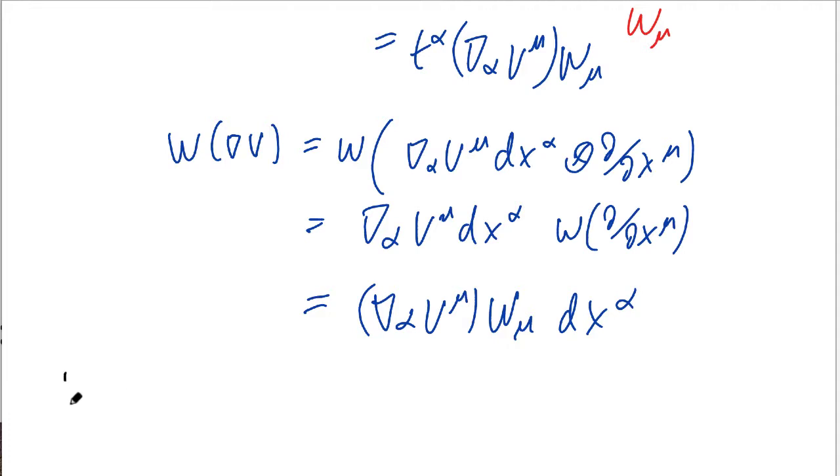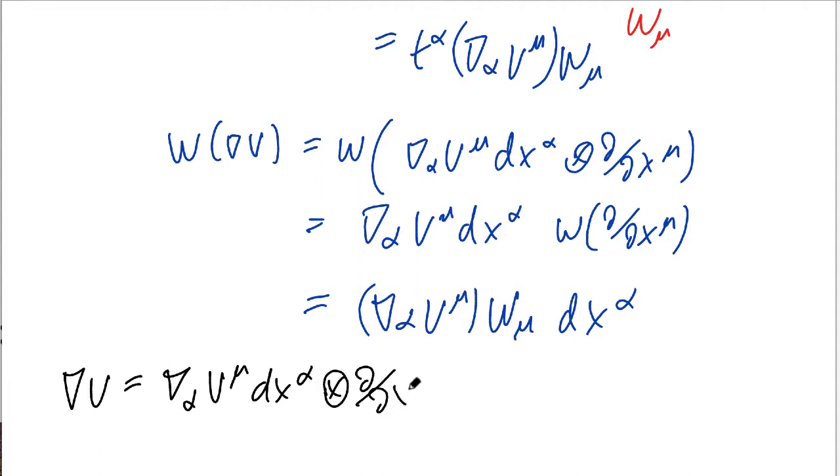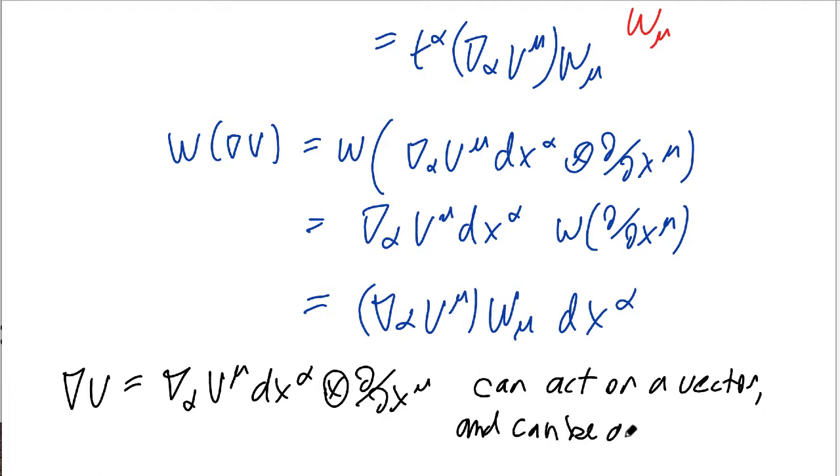So the covariant derivative, ∇v equals ∇_α v^μ dx^α outer product ∂/∂x^μ. This is an interesting object in that it can act on vectors and it can also be acted upon by covectors. It can act on a vector and at the same time it can be acted upon by a covector.